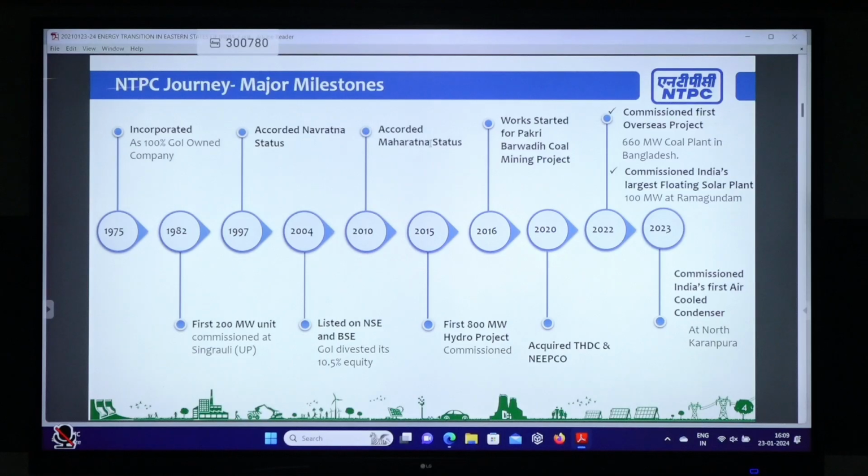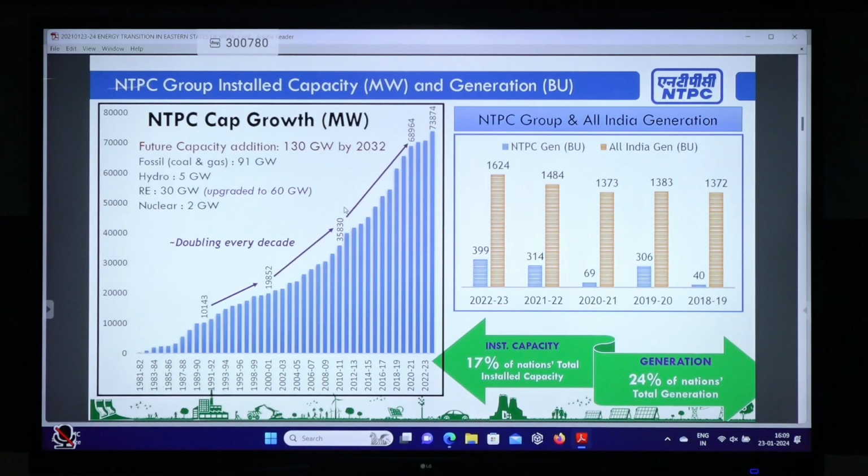And we are at 75 gigawatt, going to be 75 gigawatt. If you see our statistics, every 10 years we double the capacity to meet the energy demand of growing India. Mostly it is from coal, about 70%. And now, as I said, we are changing, we are adding other sources, renewable sources like solar, wind, hydro, and now we are going to nuclear also.